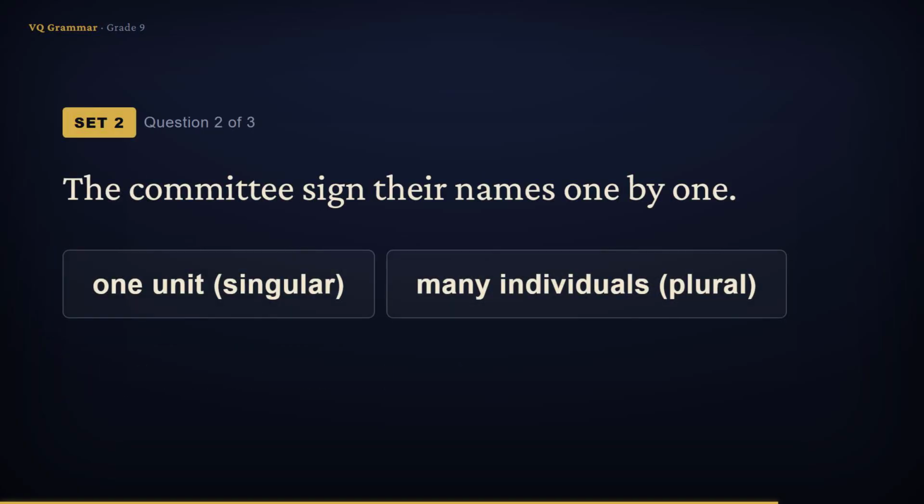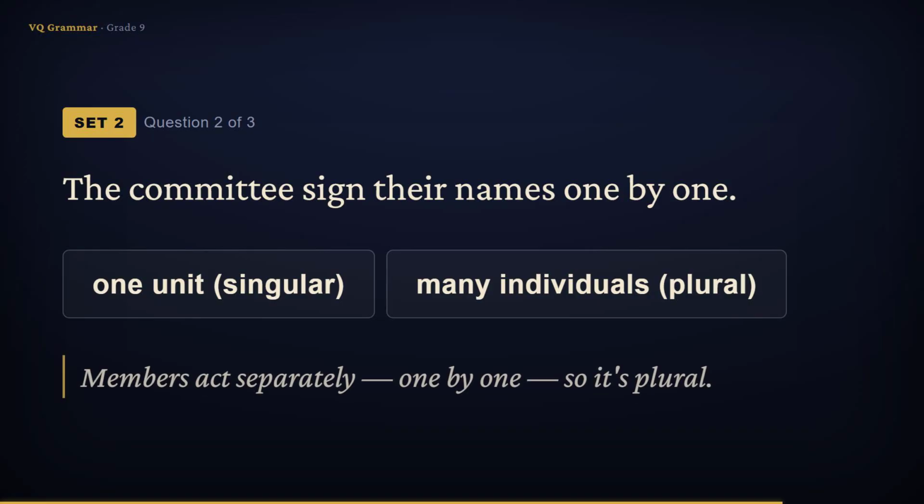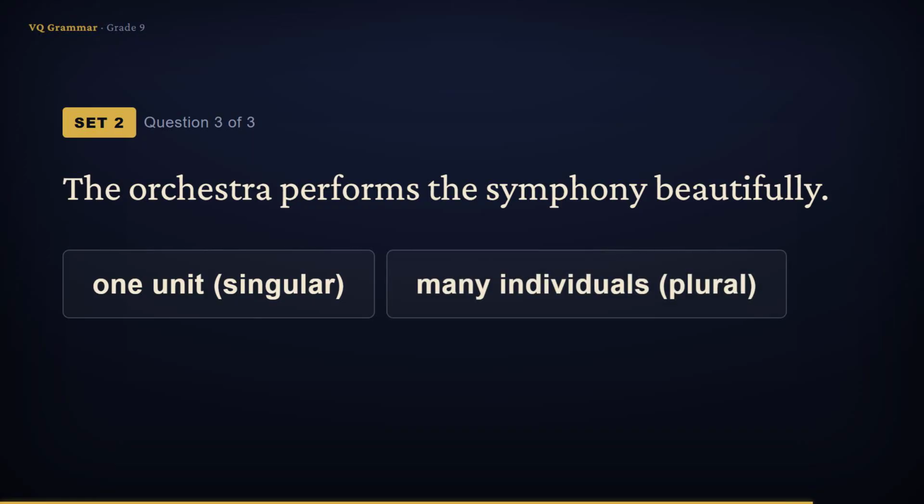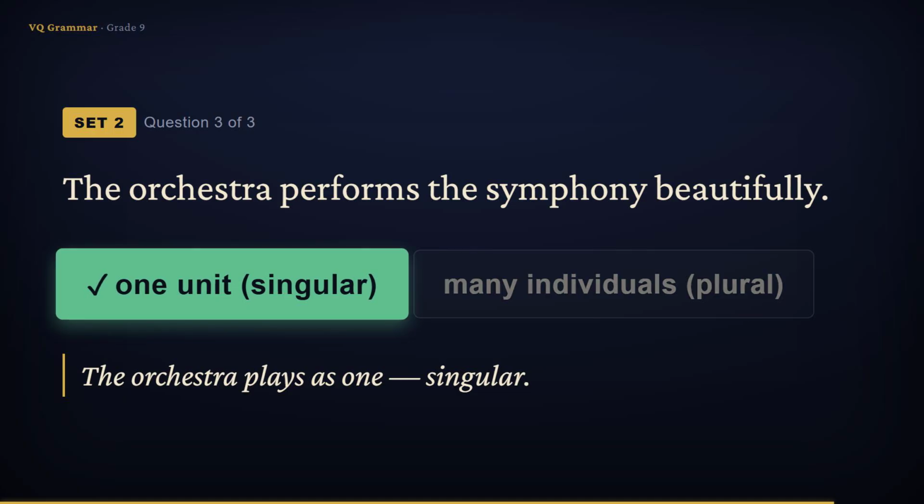The committee sign their names one by one. Here, the phrase one by one tells you each member is acting separately, taking a turn as an individual. So the committee is behaving as many. The answer is many individuals, plural. The orchestra performs the symphony beautifully. Every musician is blending into a single performance. The orchestra is acting together as one. So the answer here is one unit, singular.